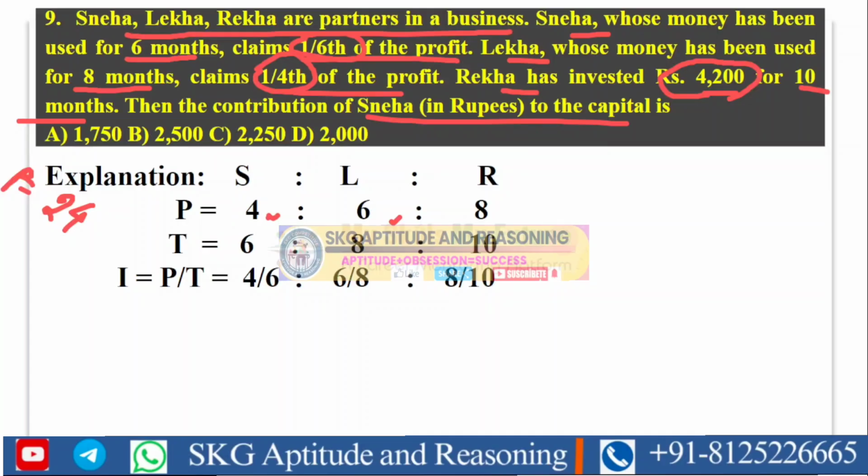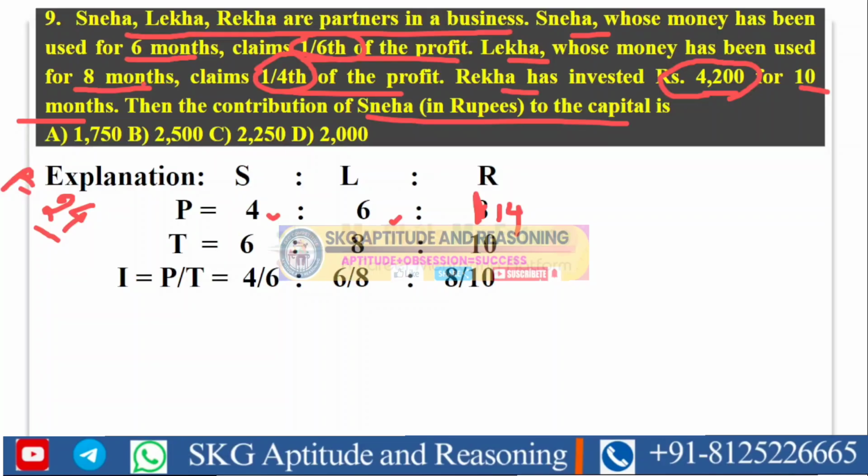Out of the total profit, 4 parts have gone to Sneha and 6 parts have gone to Lekha. And what will be the remaining? So out of 24, the remaining will not be 8 here, it is 14.